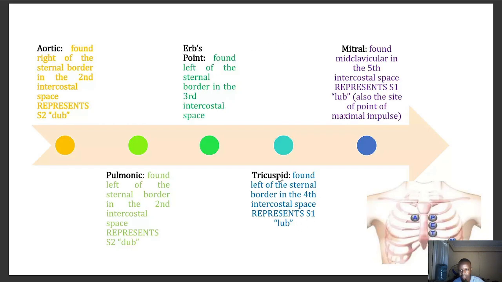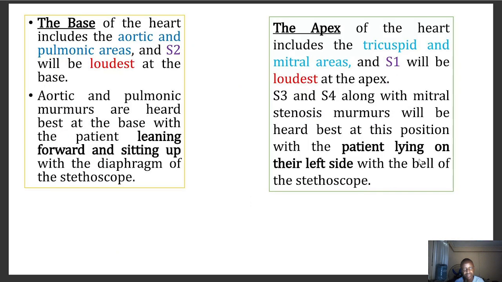Next is the tricuspid, which is found left of the sternal border in the fourth intercostal space. Then finally the mitral, which is found mid-clavicular, fifth intercostal space. At this point it is also termed the point of maximum impulse. You'll always hear people talk of PMI, that is, point of maximum impulse. It is the mitral valve, fifth intercostal space, mid-clavicular.